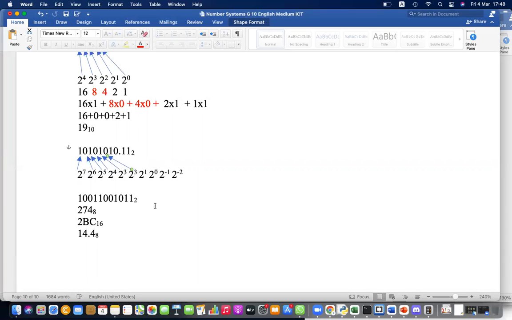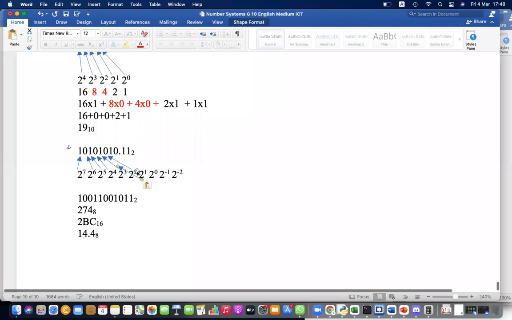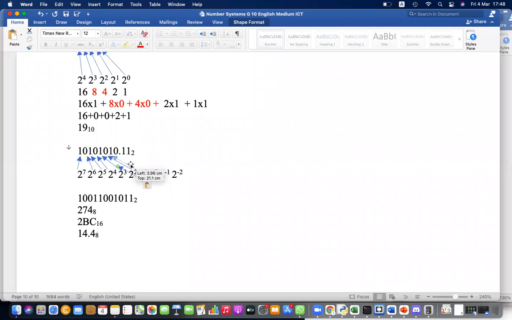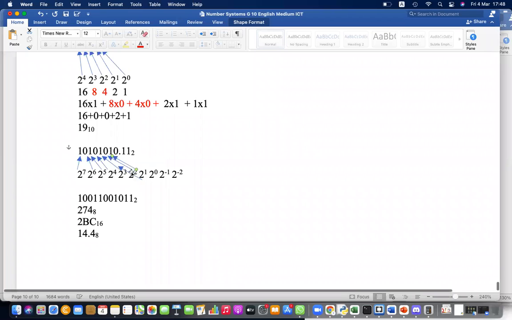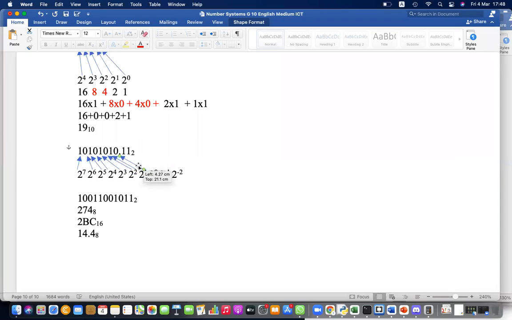Then 2 to the power 1, and 2 to the power 0 finally. And the positions are 0, 1, 2, 3, 4, 5, 6, 7. Then 2 to the power -1 and -2. Actually, in your case, you don't have to put these arrows, but if possible, put the arrows. Otherwise, it's okay to ignore that.